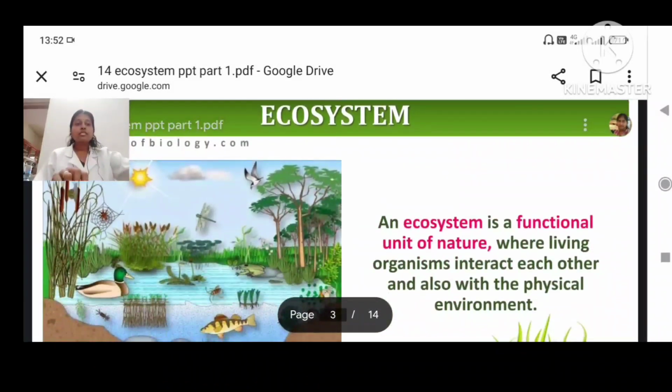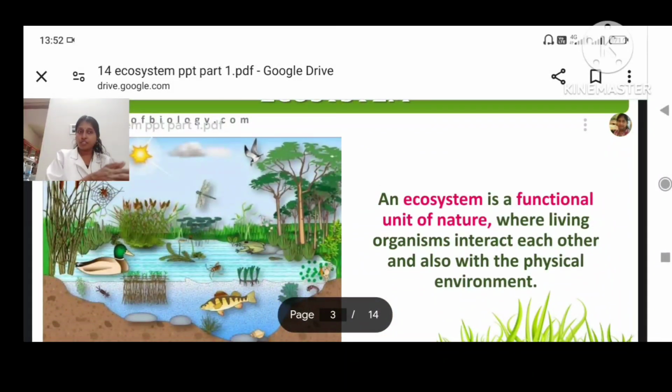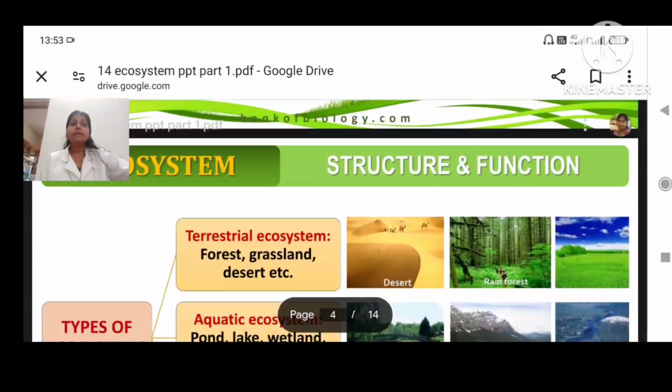Clear? So you can see ecosystem is a functional unit of nature where living organisms interact with each other. I am dependent on plants, the plants are dependent on me. So like that we are interacting with each other. Along with that, we are also interacting with the physical environment, that is the abiotic factor. The sunlight, water, air, soil, everything we are interacting with, isn't it? So this is what we call as what? We call them as ecosystem. Clear?